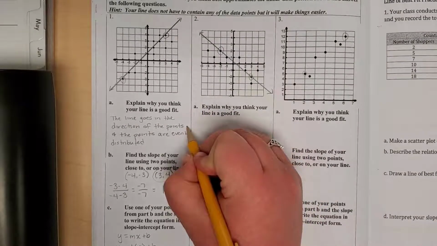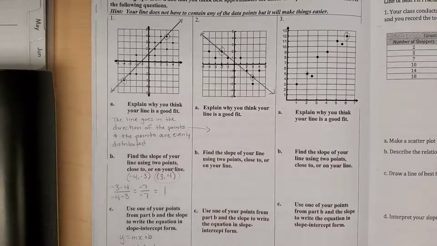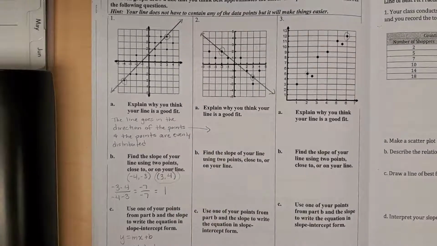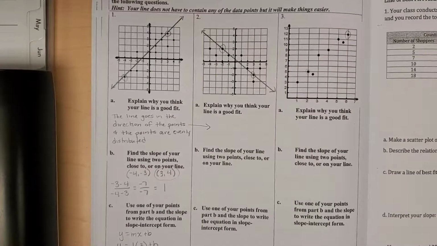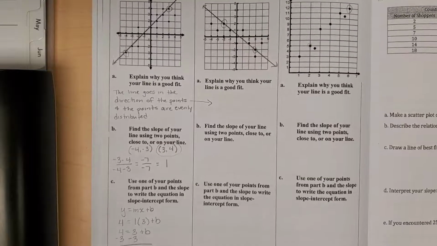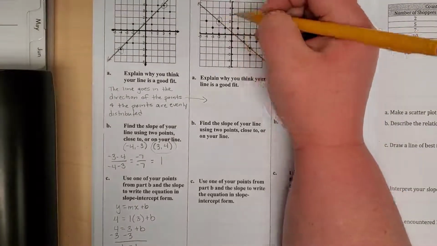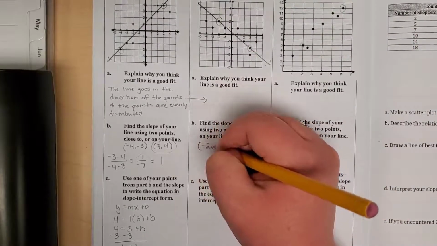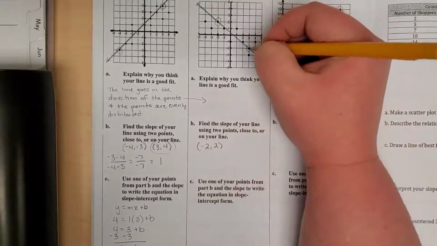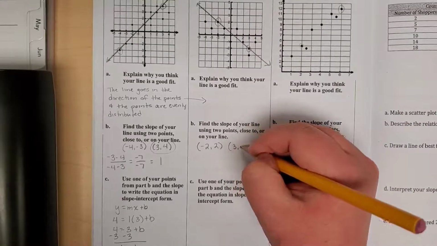All right, so you actually have to write this out, but to save time on this video, this explanation that we wrote for part A here needs to go here as well. Now, take the time to actually write it out. So pause this video and write out the same explanation that we just wrote. All right, now the 2 points that I chose here are -2, 2, and 3, -2. We're going to find the slope.